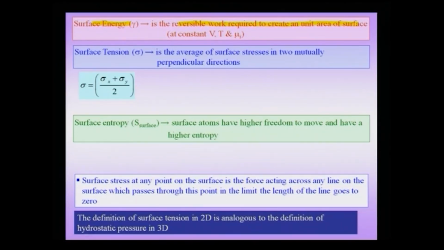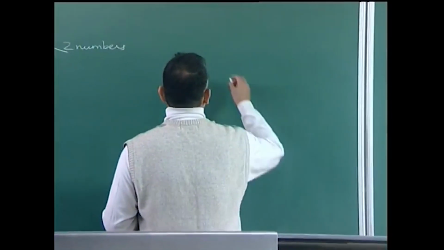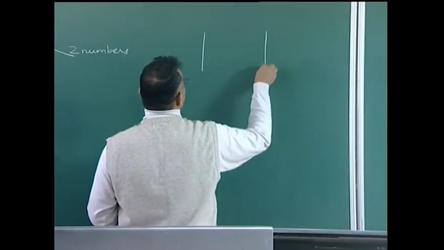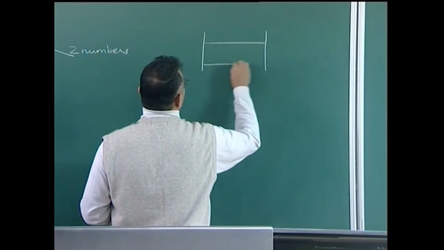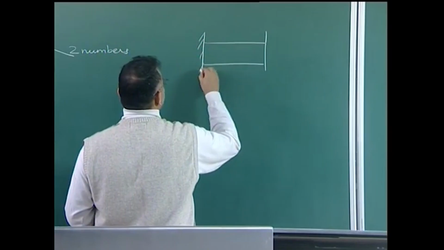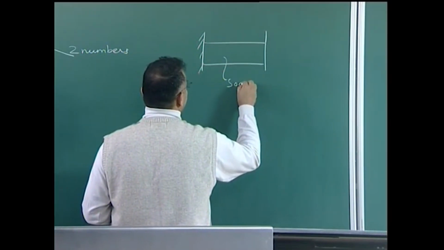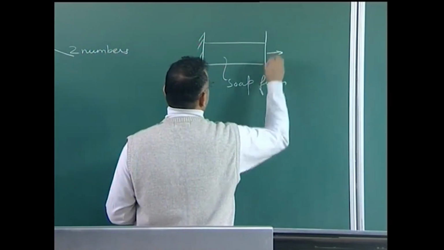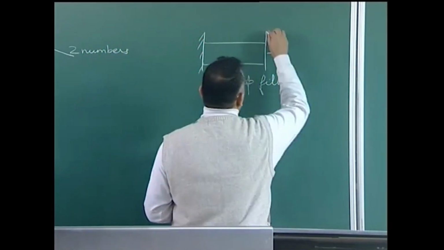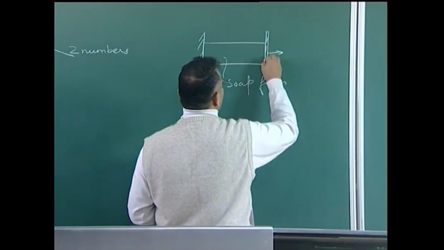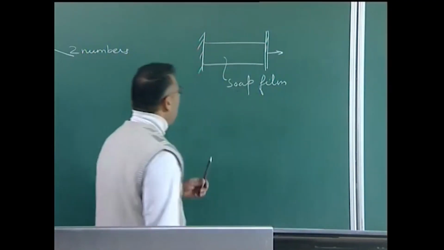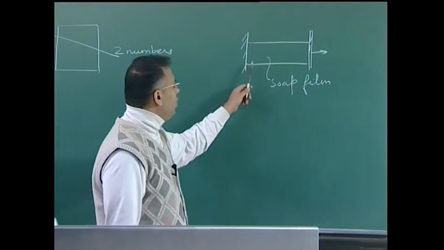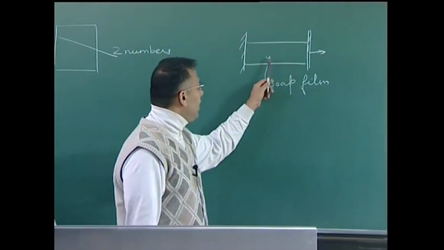This can be understood, for instance, by using a soap film between two sliders. So, I can take two sliders and create a soap film, and assuming one of these sliders is fixed and this is a soap film, I can pull this slider here. This is my other slider which I can pull, and then see how much work I need to do to create a unit additional area.